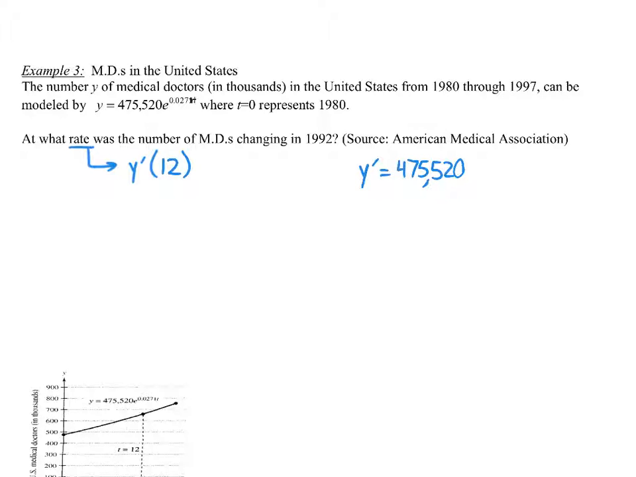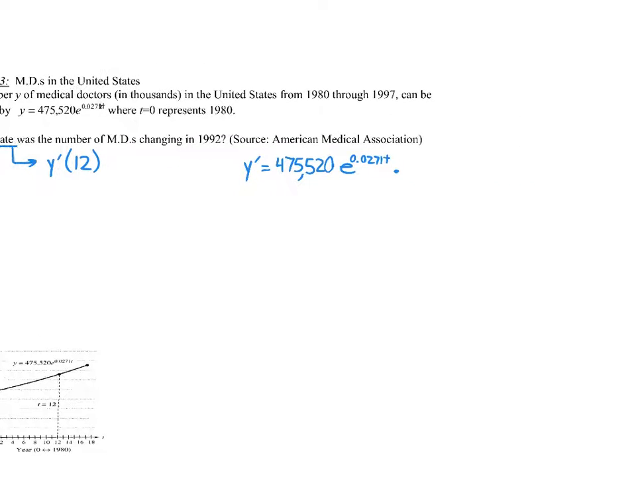By the way, I know some of you read the comma as the decimal point. That's not what it is here, okay? If you grew up switching those. Alright, that's 475,520. Then e to the 0.0271 t times, good, the derivative of that is 0.0271, okay? So we need to multiply that.